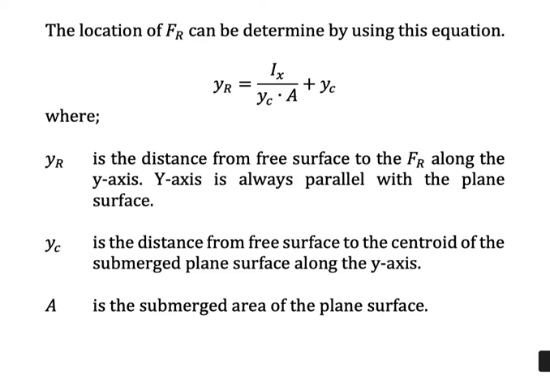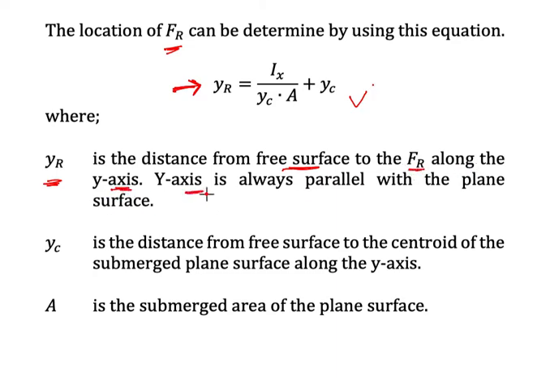Then the location of Fr can be determined by using this equation. Please remember this equation to determine the location of Fr. The location of Fr here will be shown in terms of the y-axis, so we write it as yr. The equation becomes yr equals I over yc times A, plus yc, where yr here is the distance from the free surface to Fr along the y-axis.